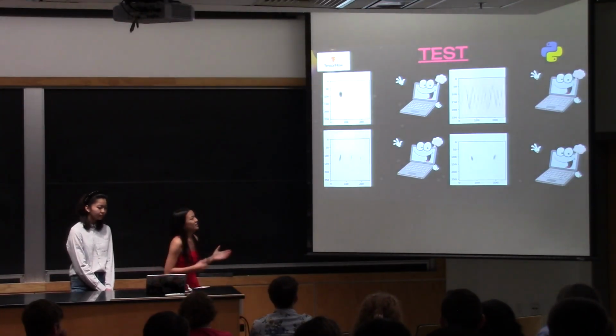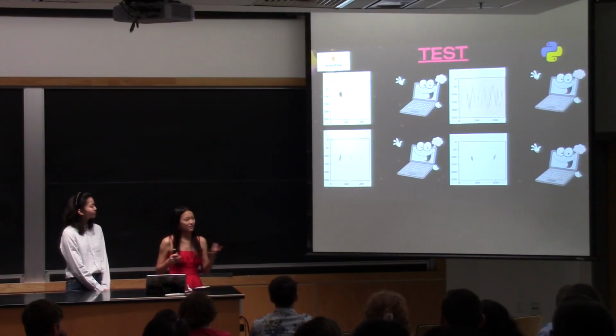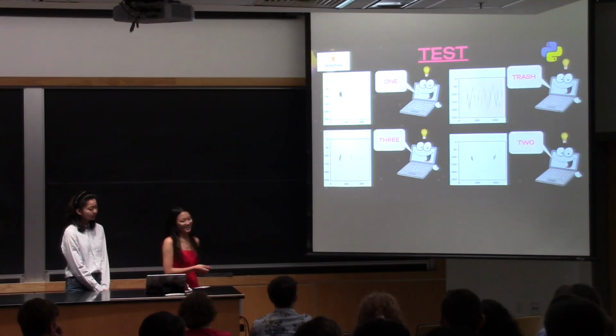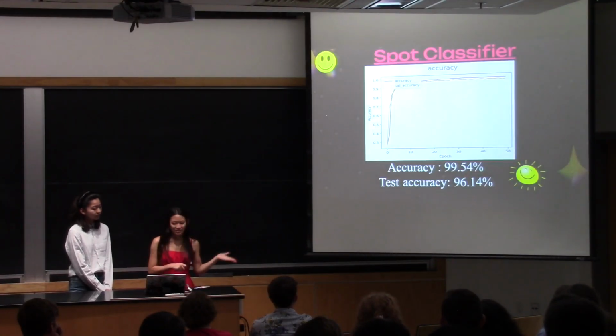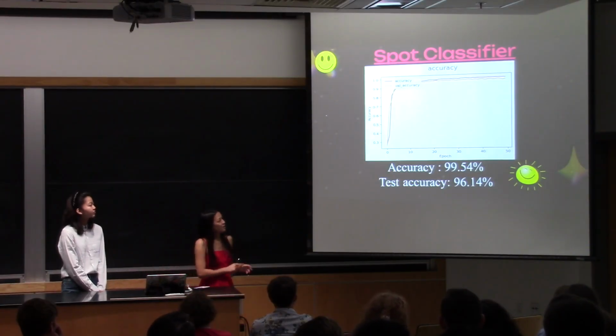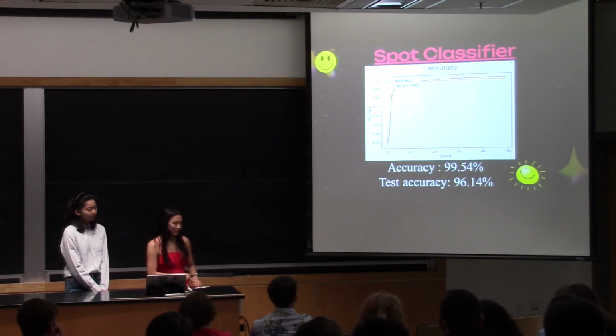And then lastly, it would test itself, where no labels were given to it, so it had to make predictions and answer based on what it learned from the training. So it would pick its guess. And then this was my accuracy and my results. I ended with 99.54% validation accuracy and the test accuracy being 96.14%.